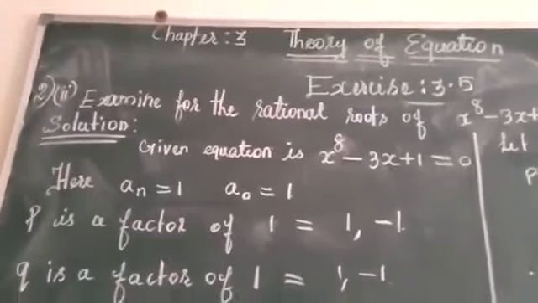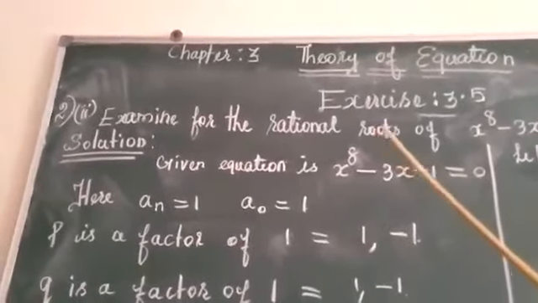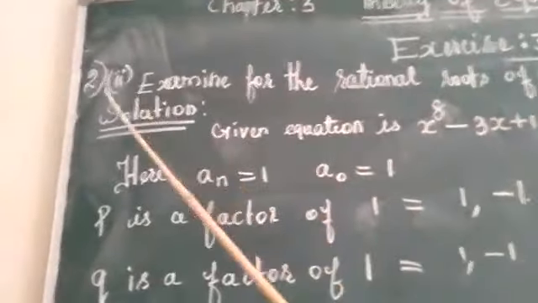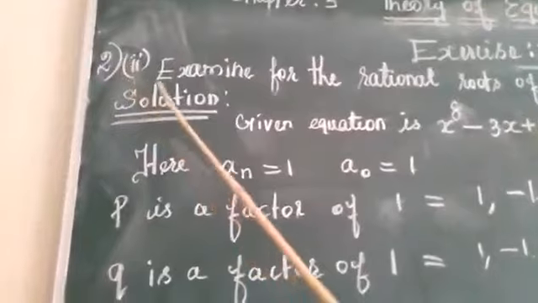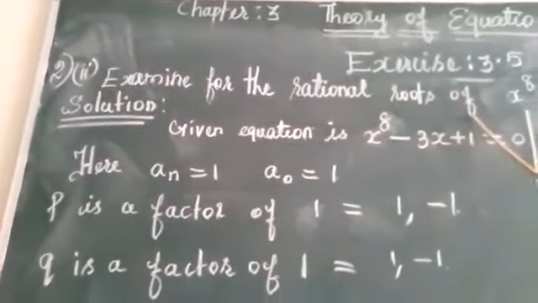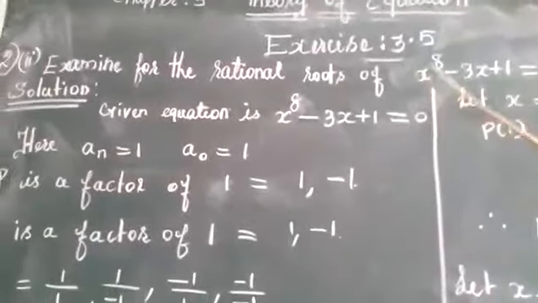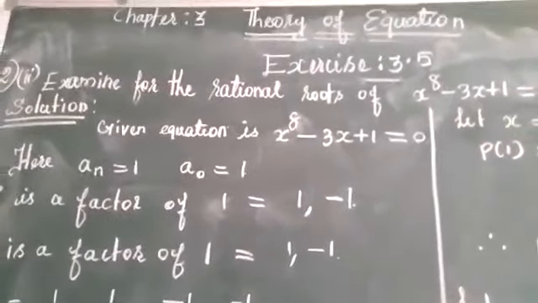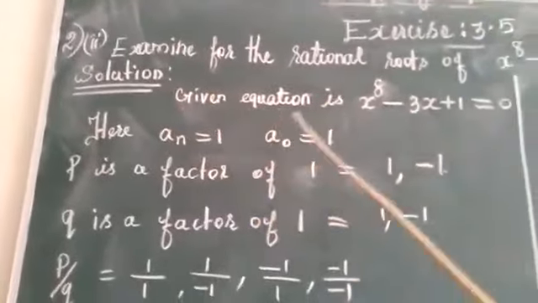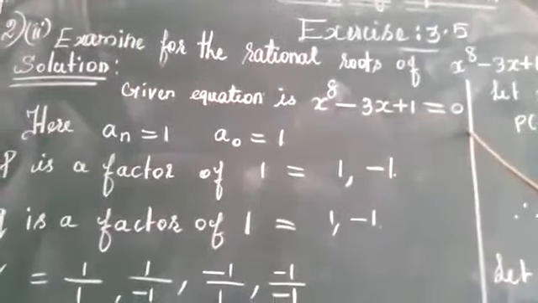Hi students, this is Sister Sheila. We are going to learn exercise 3.5, question number 2, second subdivision. Examine for the rational roots of x power 8 minus 3x plus 1 is equal to 0. The given equation we have written here, that is equal to 0.